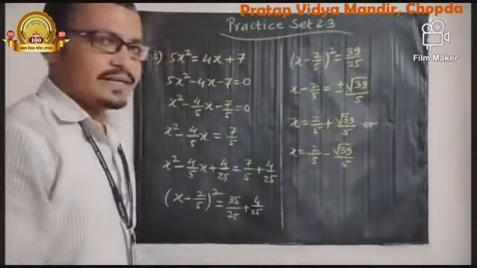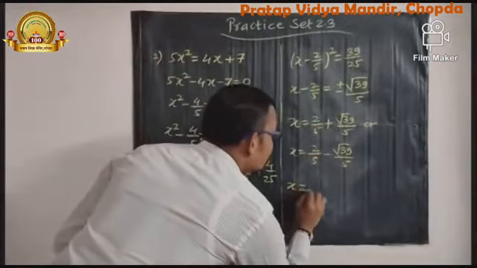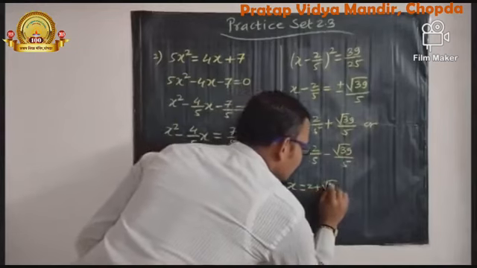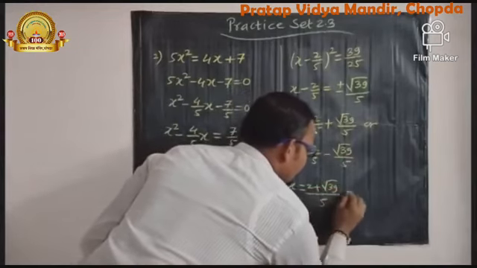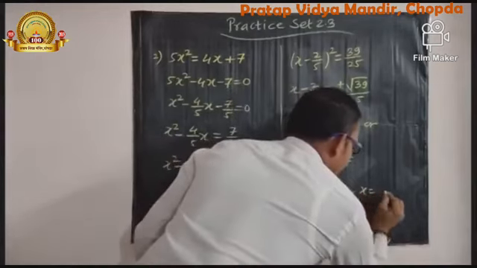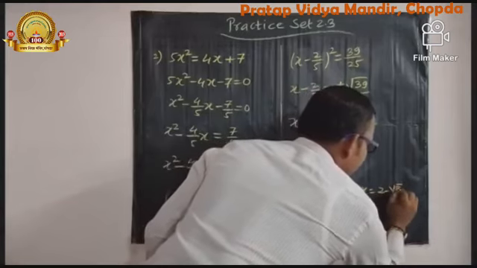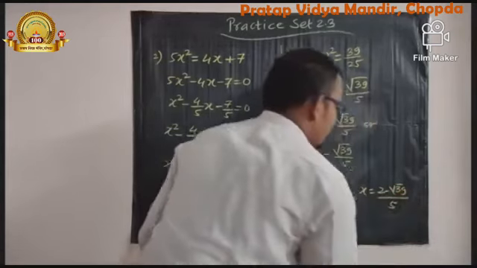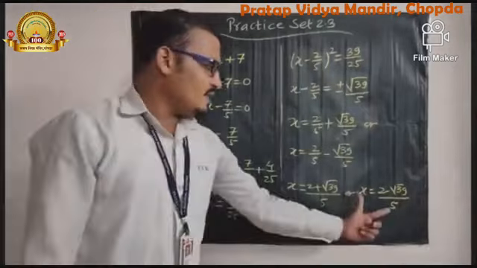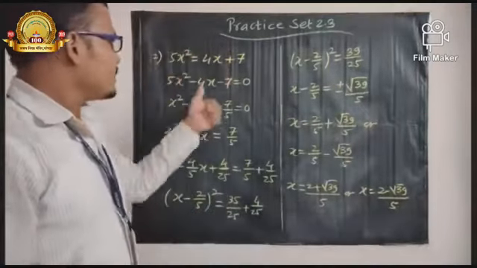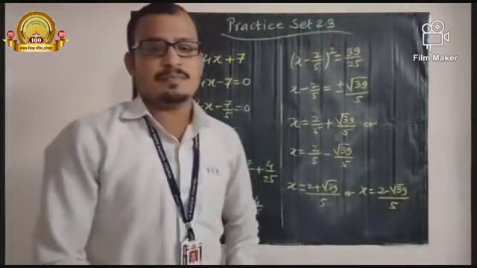We can also write it as x is equal to (2 + √39)/5, or x is equal to (2 - √39)/5. So these are the solutions of the given quadratic equation.